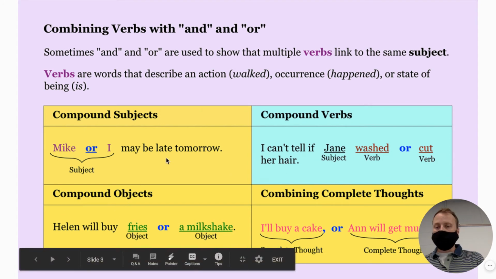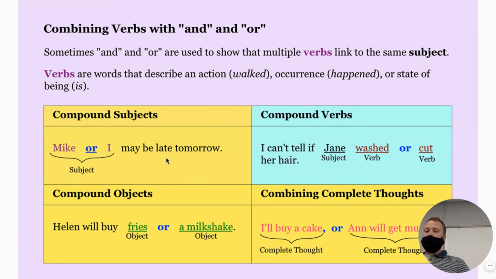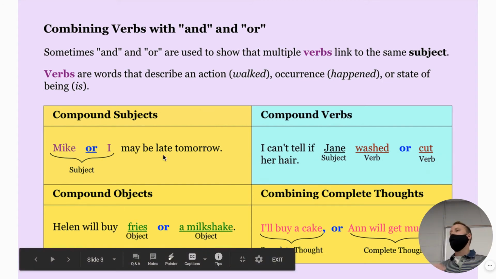Compound objects. So objects are a little bit different. Subjects are the things that are doing something in a sentence. So subjects do something, like in this sentence, they may be late.